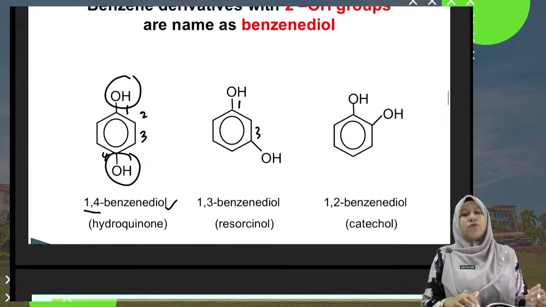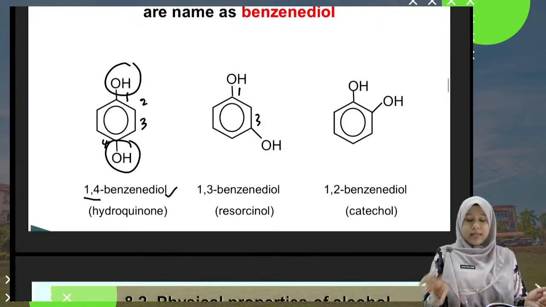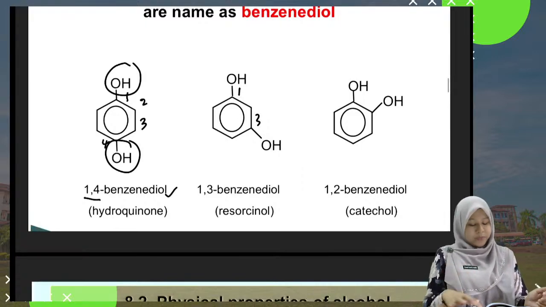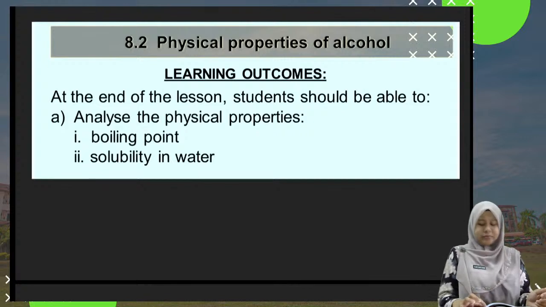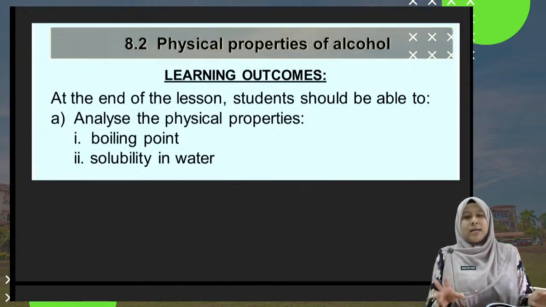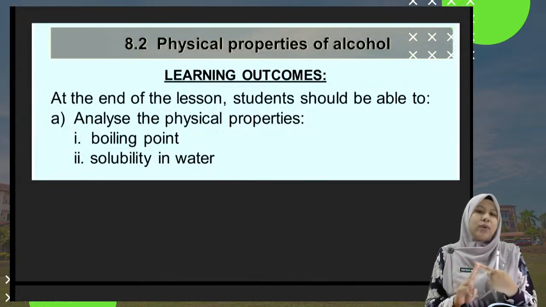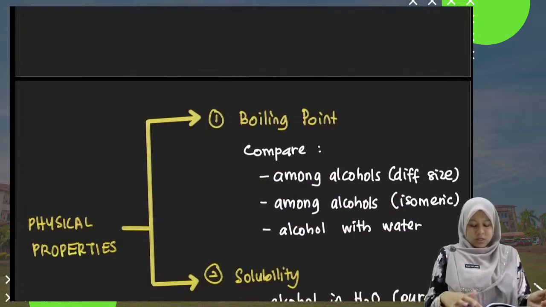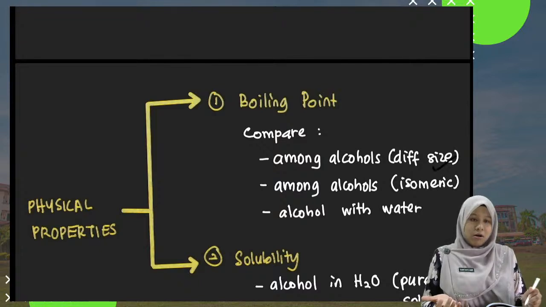Okay, this one is for the IUPAC nomenclature of aliphatic aromatic alcohol. So then we proceed to the physical properties of alcohol. For the physical properties of alcohol, I will discuss two physical properties: the first one is boiling point, the second one is solubility in water. For the boiling point, we will discuss the boiling point in comparison among alcohols, which means different sizes.